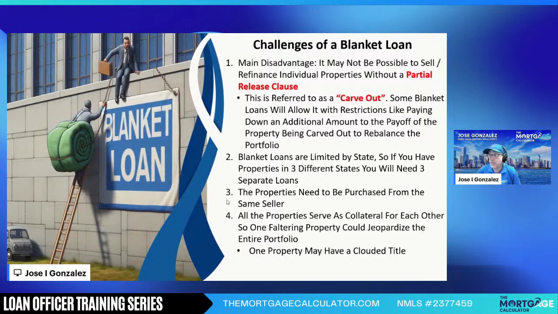Now, some blanket loans will allow a carve out with restrictions. The restrictions are usually going to be items like paying down an additional amount off the payoff to rebalance the portfolio. And one of the blanket loan options that we have, they require you to pay down an additional 20% of the amount of the payoff. So if the payoff for a property that's looking to be carved out of the portfolio is $100,000, the payoff would be $100,000 plus 20,000 additional to bring down the balance and rebalance the risk in the portfolio. So that's a critical component there.